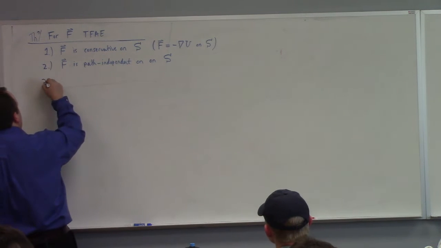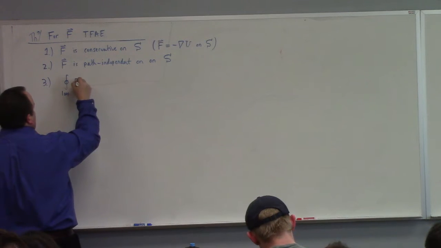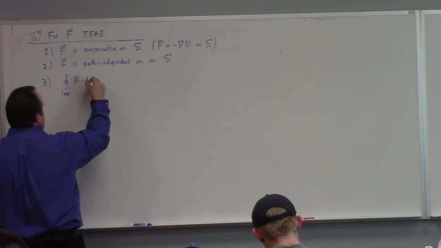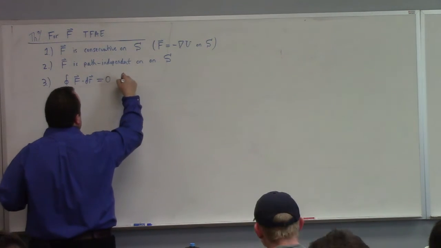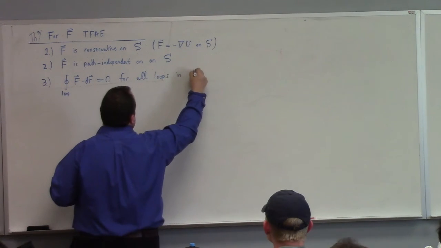And then this one's new. 3, the integral on a loop of F dot dr is equal to 0 for all loops in S.